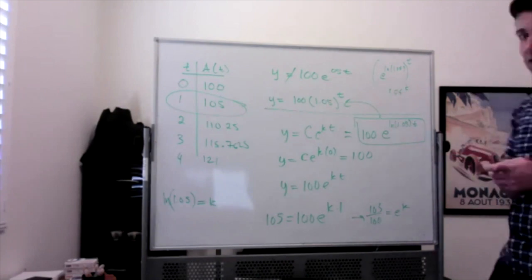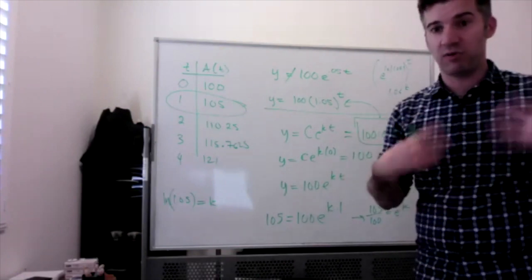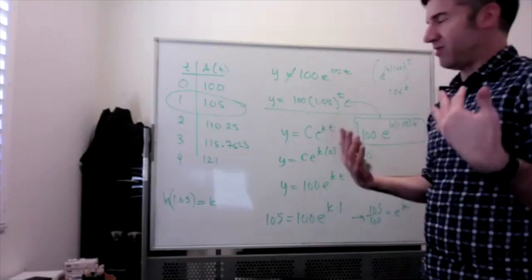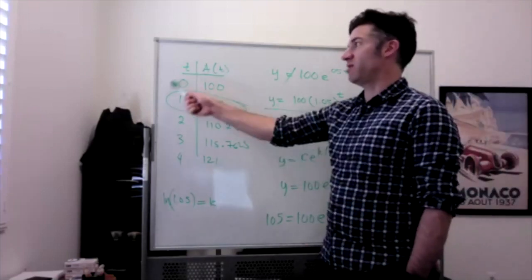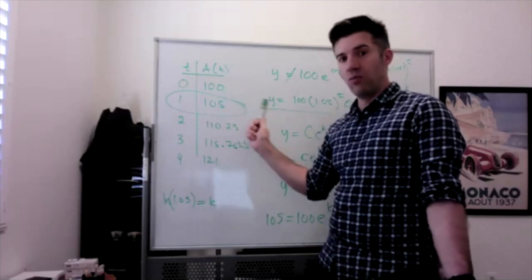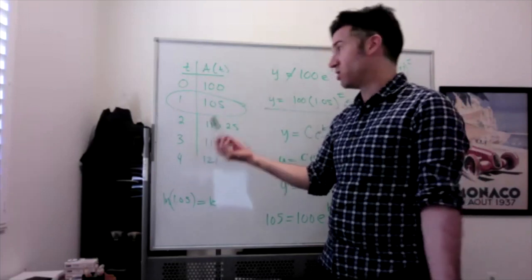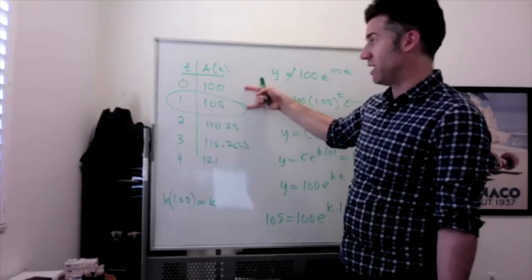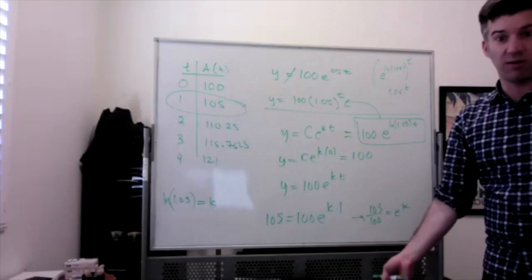But that's the idea. When someone tells you something is happening at a certain percentage per month, or per amount of time, you essentially want to say: I know how much I have at the beginning, and I know that 1 unit of time later I'm going to have that percentage more. And so I can use those 2 pieces of data to figure out what the C and the K are in the exponential growth model.